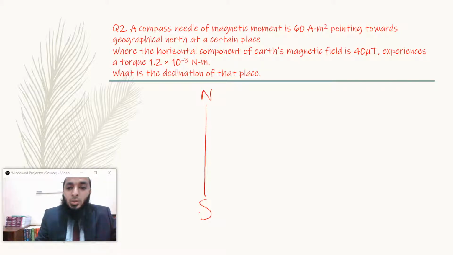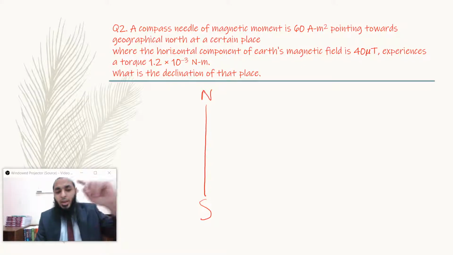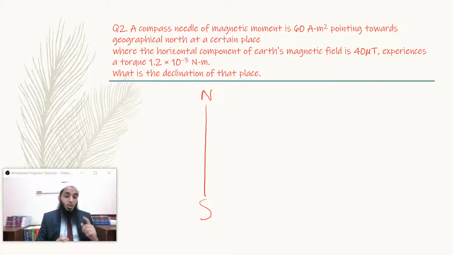So, geographic north-south direction, you have a magnetic moment of 60 ampere meter square. Now I want to bring a concept that you learned in the previous chapters. You had learned that a magnetic dipole has a magnetic moment given by the pole strength into the length of the magnet. Now we don't have to use the pole strength or length of the magnet here. They have directly given the magnetic moment.